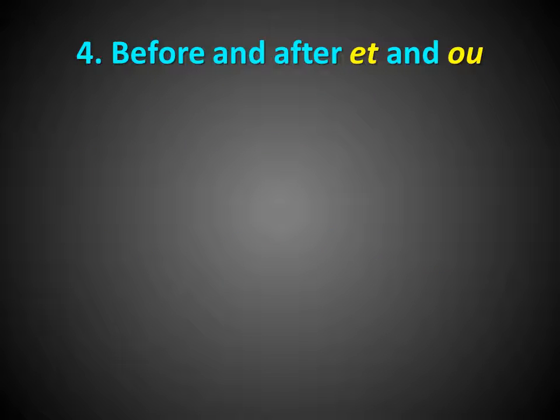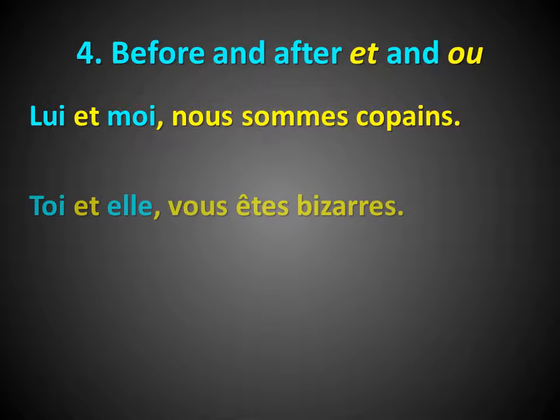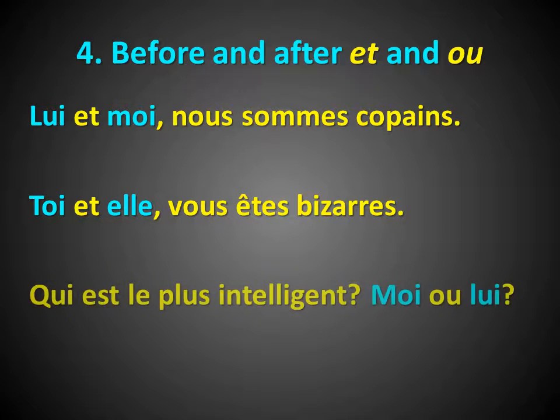Fourth example, before and after et and ou. Fourth instance where we use these stress pronouns. Lui et moi, nous sommes copains. So this is him and I, or him and me. We say him and I. Him and me, we are friends. Toi et elle, vous êtes bizarres. You and her, y'all are bizarre. You're weird. Qui est le plus intelligent, moi ou lui? Who's the most intelligent, me or him?